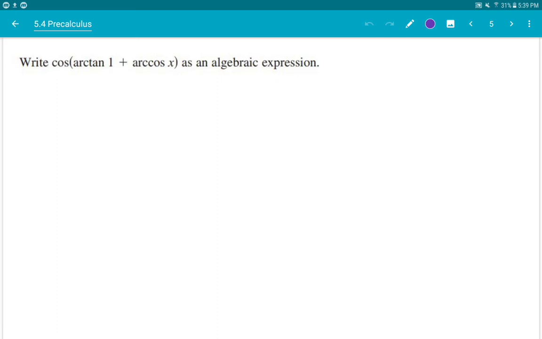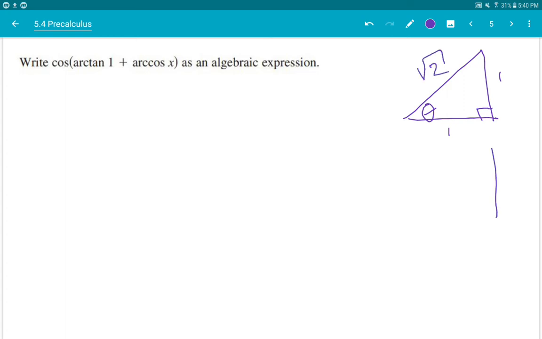Okay, here, we're going to write cosine of arctan of the quantity arctan 1 plus arc cosine x as an algebraic expression. All right, so what we're going to have to do here really quickly is just do the arctan of 1. So let's quickly draw a right triangle, okay? The arctan of 1, we're saying that the tangent of the angle is 1. So that means that this opposite over adjacent is 1, so this gives me radical 2.